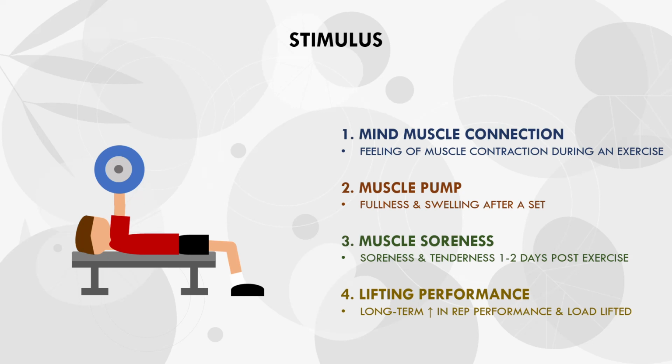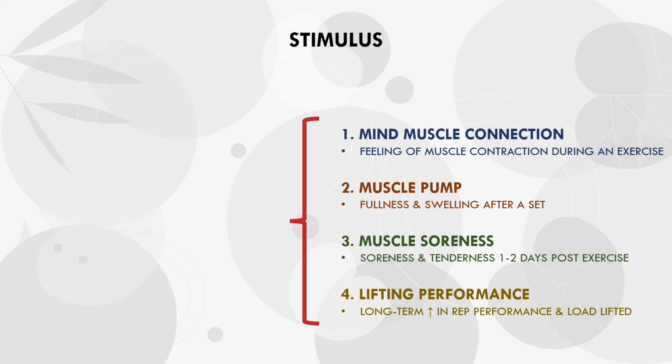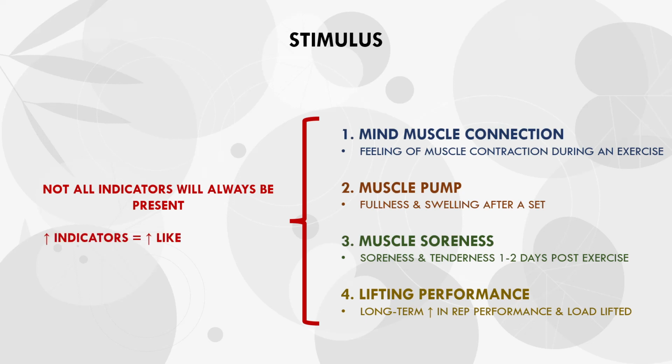It should be understood that it is unlikely for all of these indicators to be present with every single exercise and every single training session. However, the more of these indicators we experience on a regular basis, the more likely it is that we are providing a good hypertrophic stimulus. So the stimulus side of the equation is fairly straightforward. It simply refers to the hypertrophic stimulus of training.